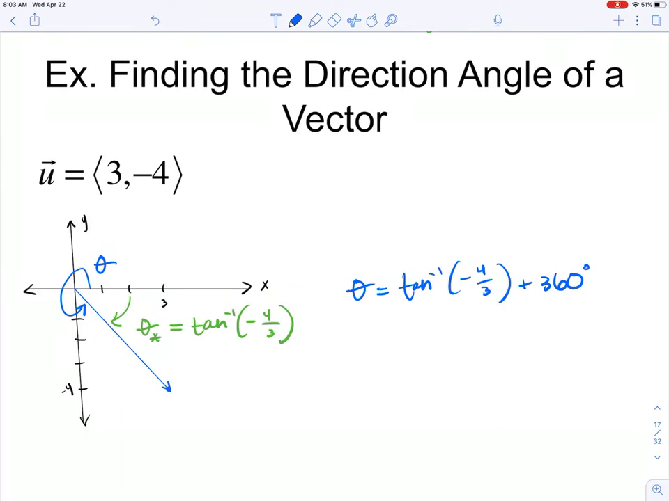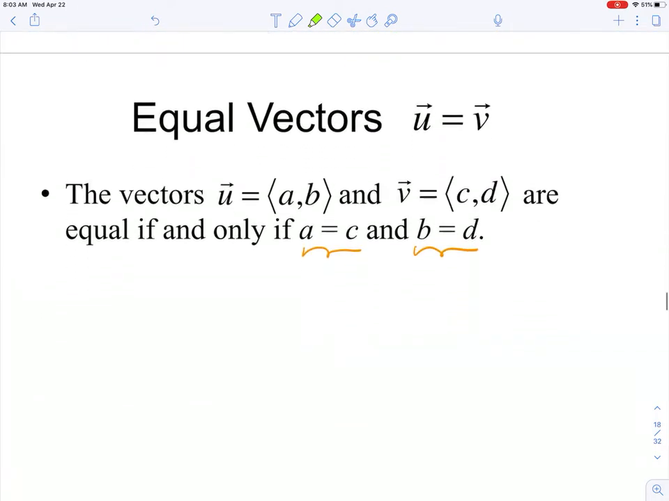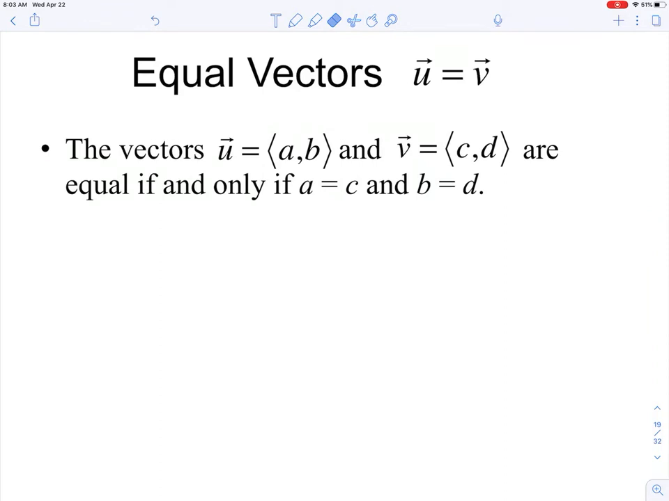And if you wanted the approximation, you could type that into your calculator. I'm going to use degrees. Often with vectors, we use degrees. So inverse tan of -4/3 plus 360 gives us approximately 306.870 degrees. So that would be the approximation. So the exact direction angle, and then the decimal approximation.